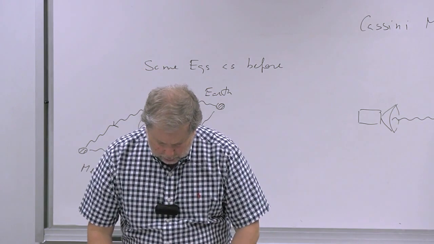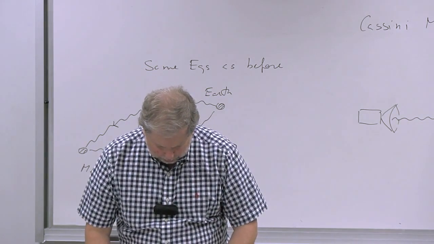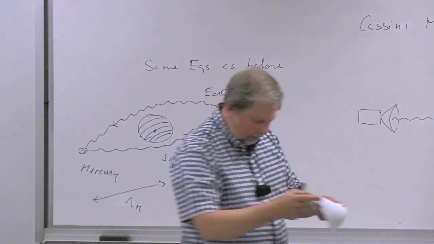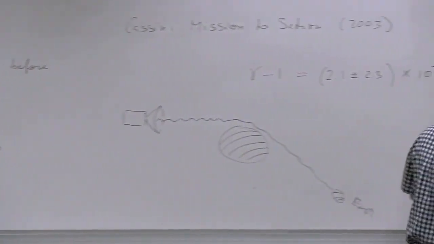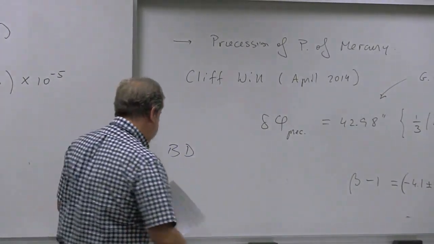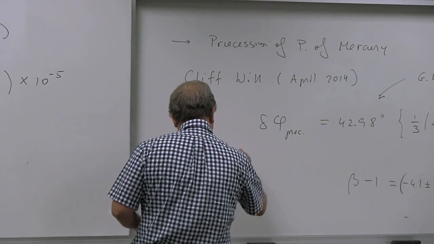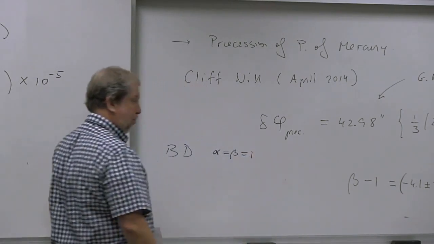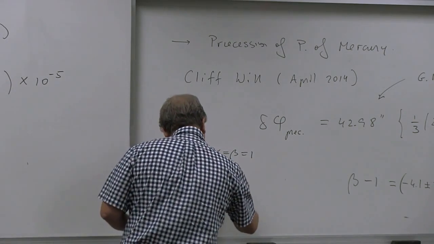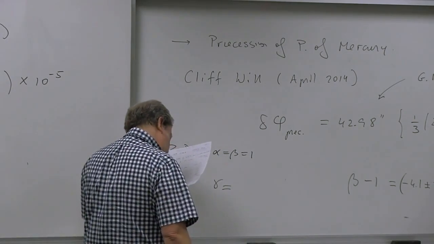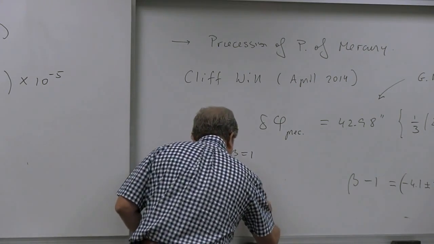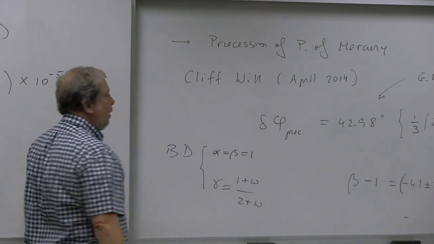Now, let me remind you also that that tends to rule out the Brans-Dicke theory, right? Because in the Brans-Dicke theory, that predicts that alpha is equal to beta is equal to 1, and gamma is equal to 1 plus omega divided by 2 plus omega, right?